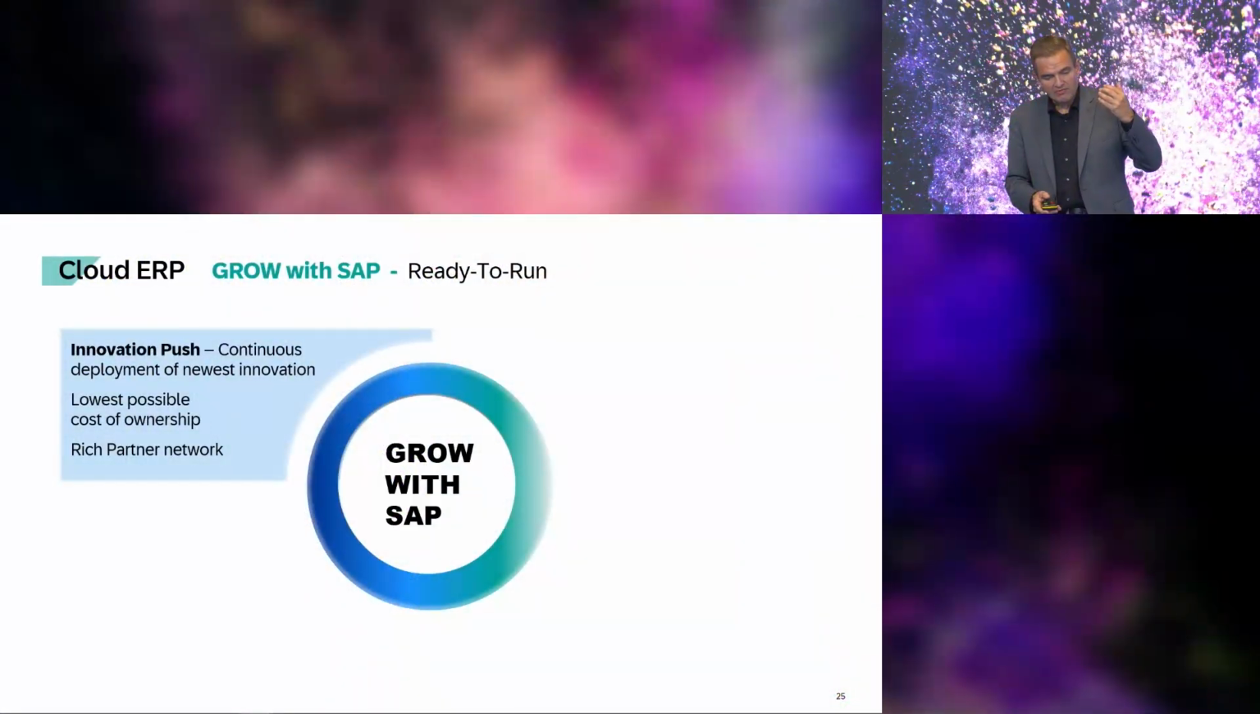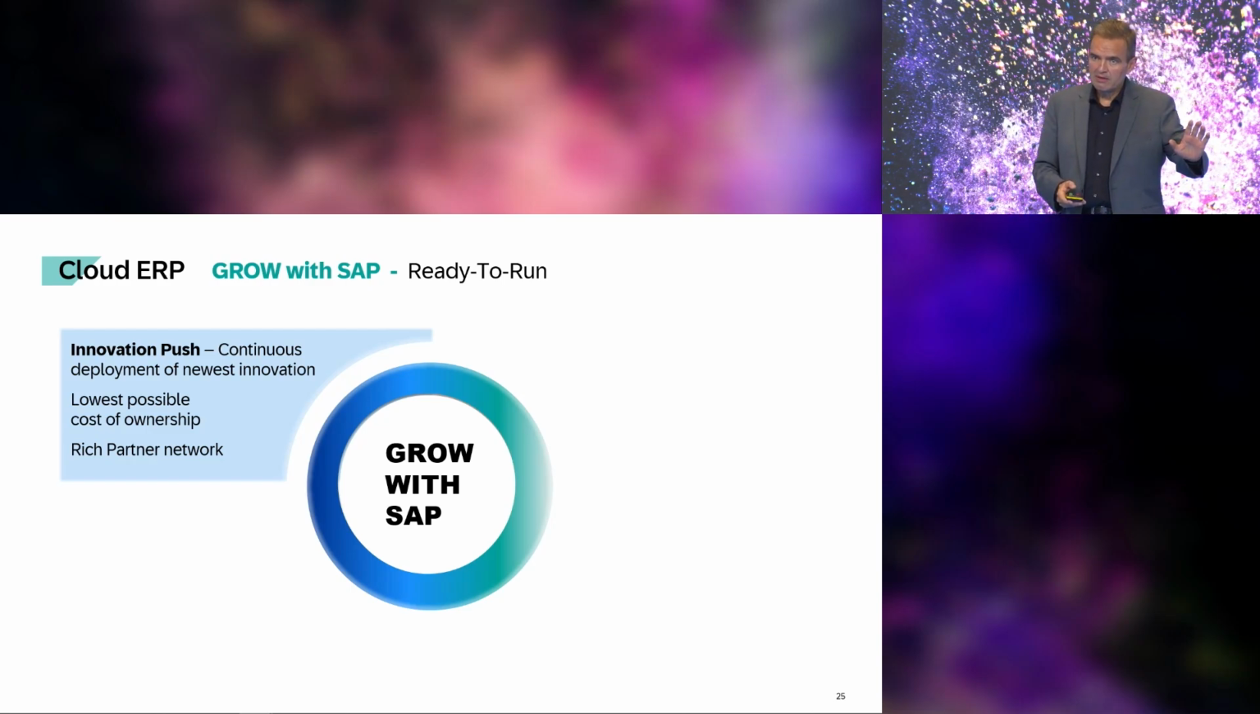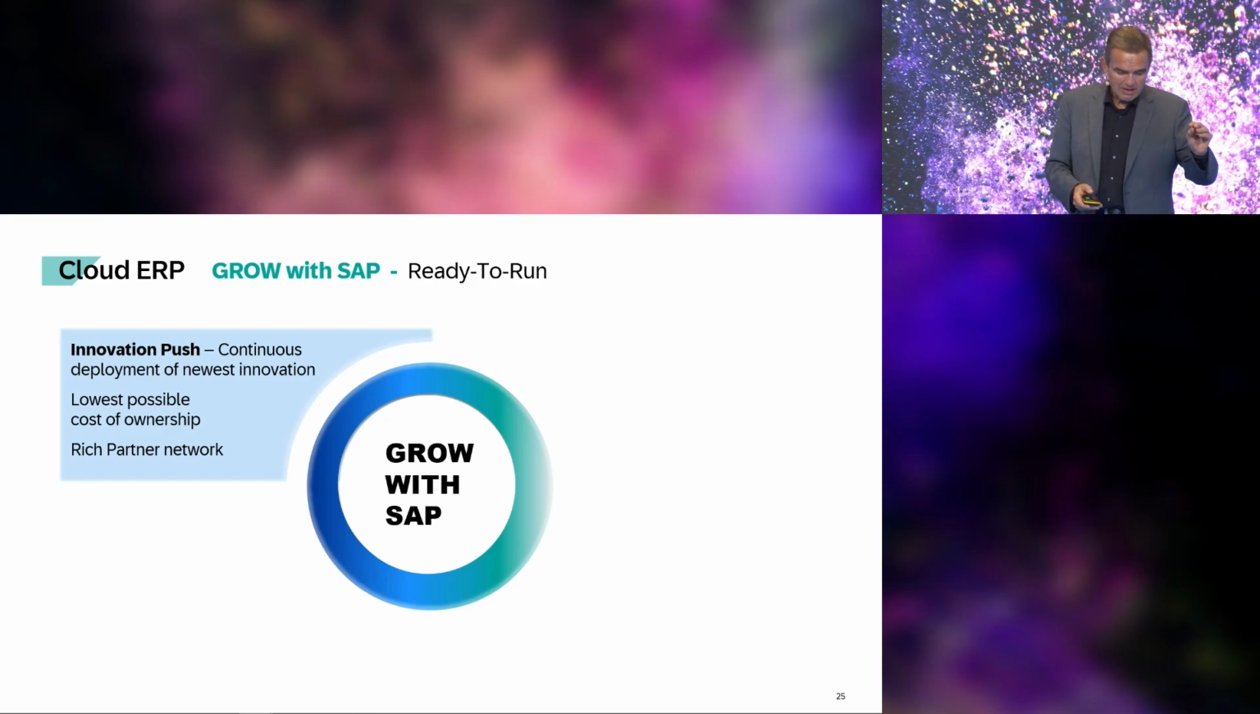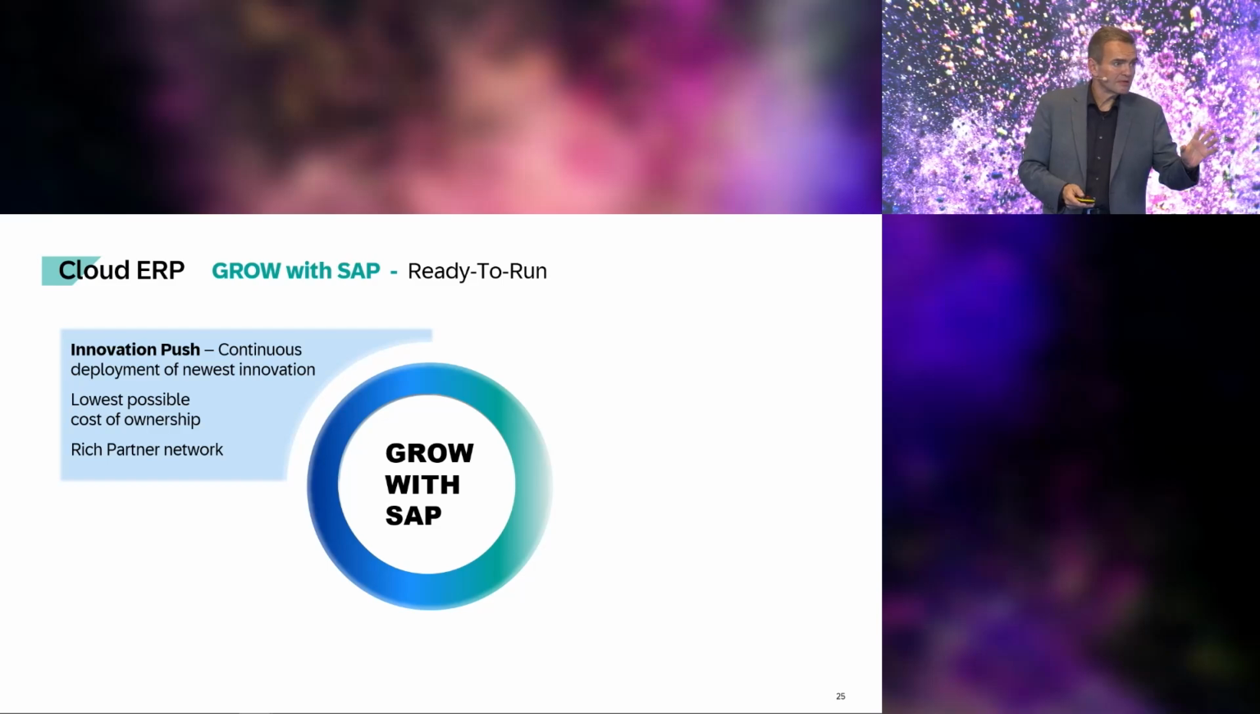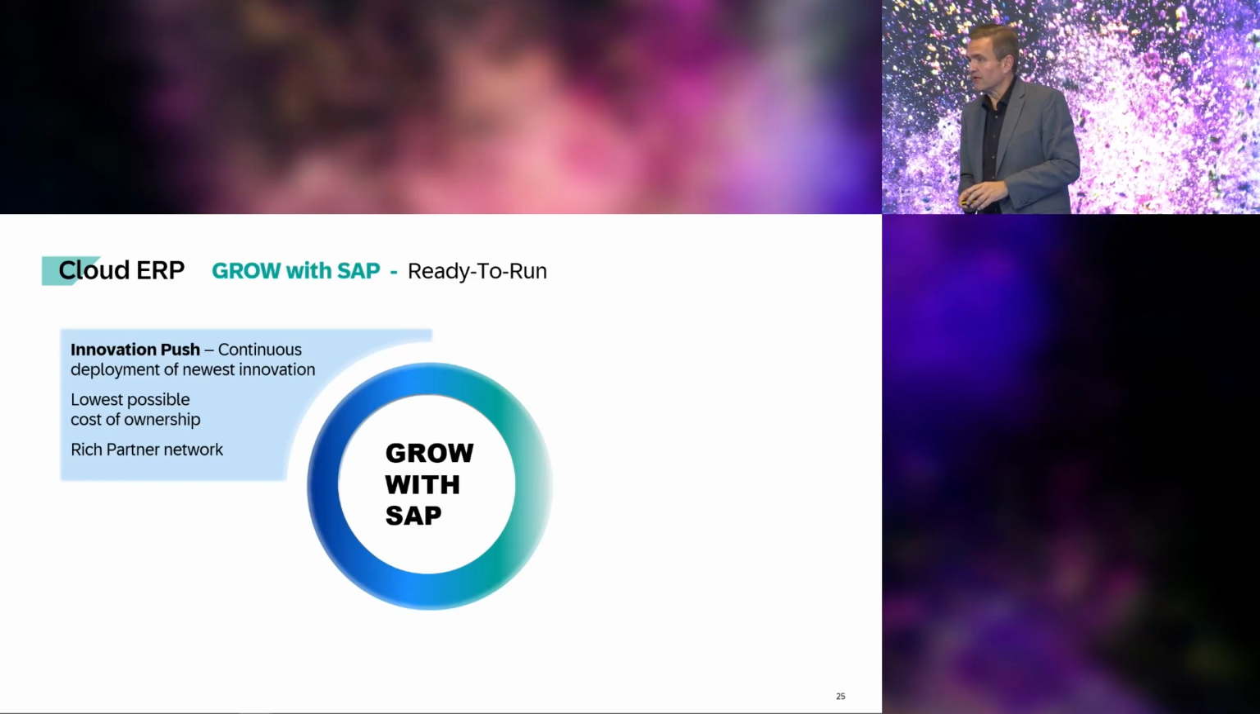And there's also a difference to private cloud, and let me focus on that a little bit. When we think about Grow with SAP, it's a ready-to-run solution, which means we do an innovation push. That's a public cloud SaaS solution, which comes with a continuous deployment of the newest innovation. Not daily, but it pushes the innovation. It pushes it because the innovations are digestible and small, you can adopt them, and they are totally tested, totally to the end. It comes with the lowest possible cost of ownership in the end. And yes, the rich partner network to implement it.